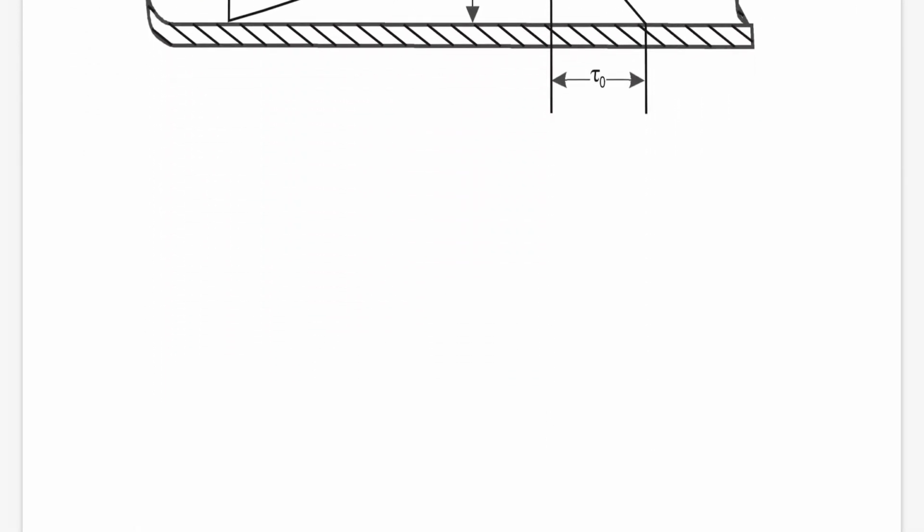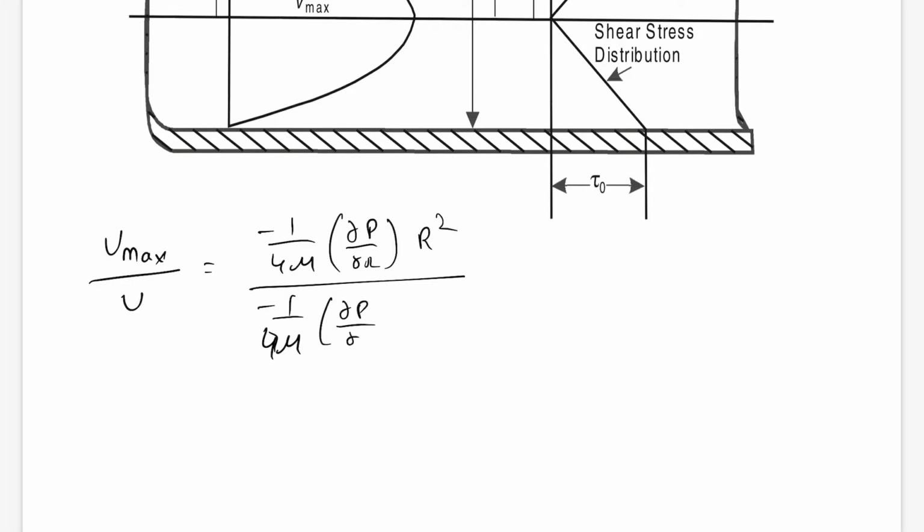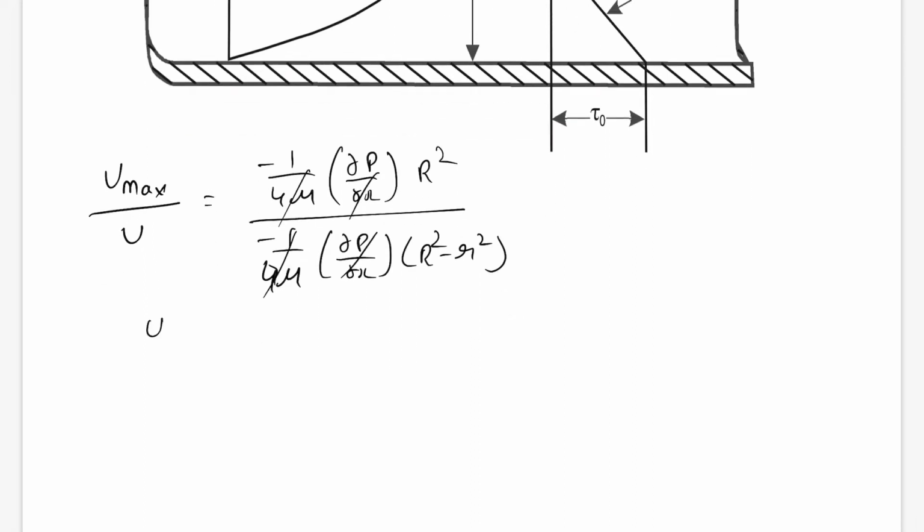Now we'll have a small relation. We'll divide maximum velocity by the normal value. What will we have? Minus 1 by 4 mu into dou p by dou x into capital R square, by minus 1 by 4 mu into dou p by dou x into capital R square minus small r square. This goes. U max by u is equal to R square by R square minus r square.